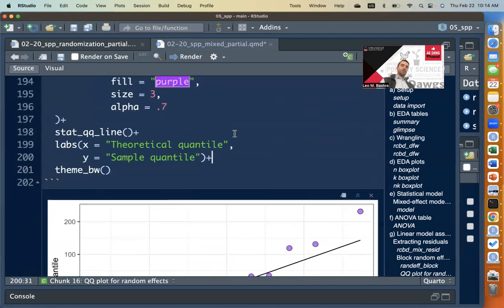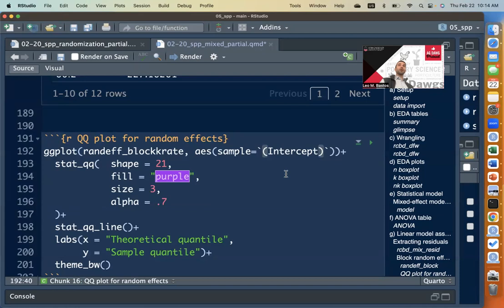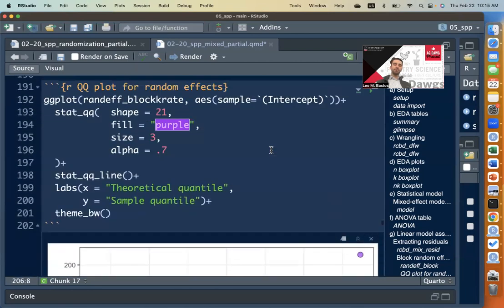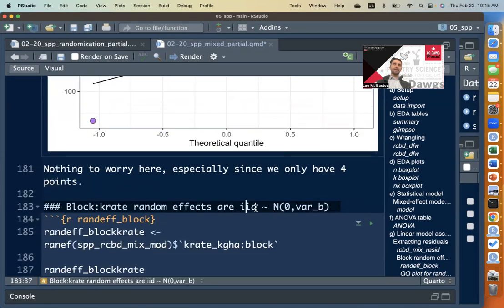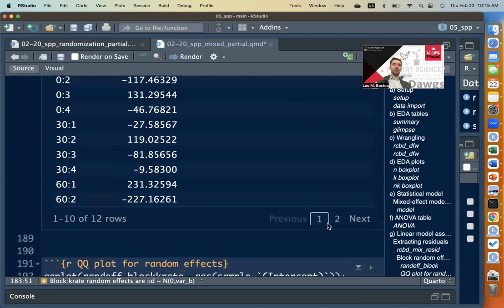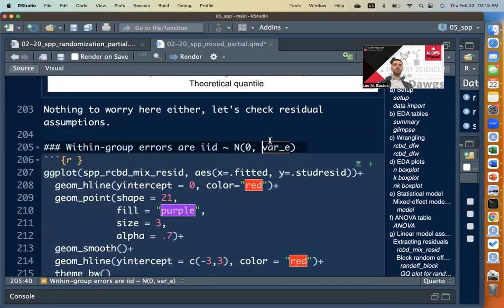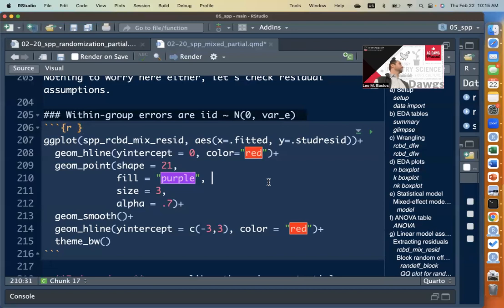The variance components coming from the random effects have their own variance, which is different from the variance associated with the residuals. And because we're telling the model that they have different variances, we want those to be calculated separately. We want to check those assumptions, where the assumption on the random effects was IIDN with a mean of zero and a variance related to that specific effect. So in this case, the variance of block and then the variance of block by potassium rate. And then here is the variance of the error, the within group errors or model residuals. It's a different variance, so we need to retest the assumptions.